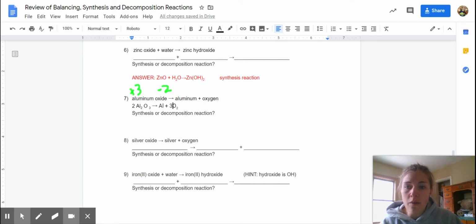And then we have 4 total aluminums on the left. So in order to fix that, I'm just going to put a 4 in front of my aluminums, and then that's going to be a balanced equation. And this happens to actually be a type of equation that we call decomposition. So this is going to be our decomposition reaction because we have one thing breaking down into 2 things. Okay.